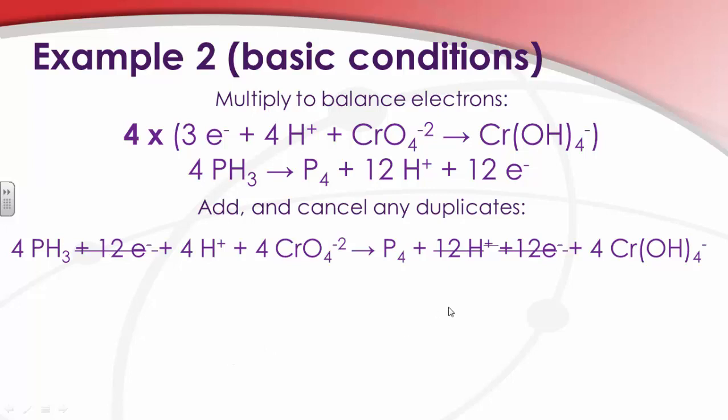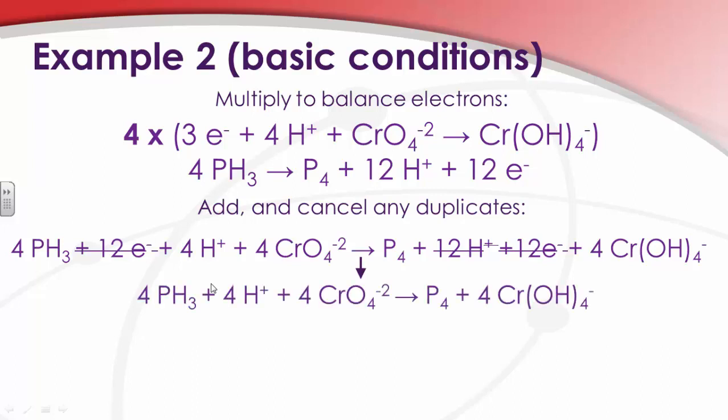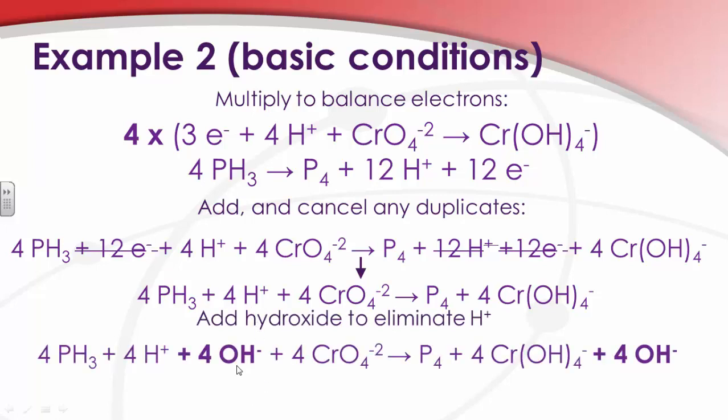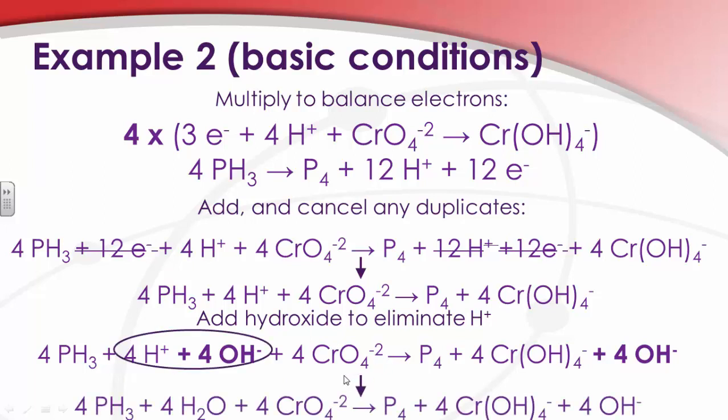So now our basic equation is here, but, bit of a pun, we have basic conditions that we need to account for. There aren't going to be many protons kicking around in solutions, so we need to change this up to make it reflect the fact that we're working in base. So what we wind up doing then is we add hydroxide to eliminate those protons. So we add 4 hydroxides to react with all those protons. Anything we do to one side, we have to do to the other. And then finally, we get to 4 waters on this side, 4 hydroxide on this side.